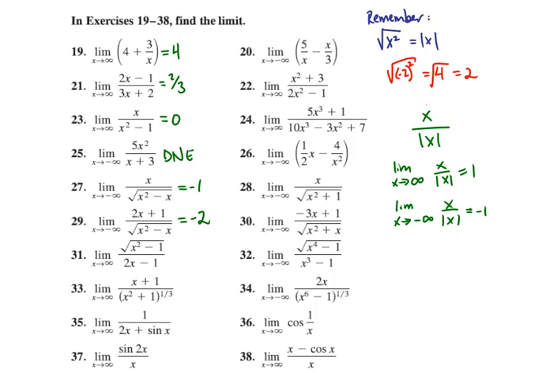Now in problem 31 we just have the radical expression on the top, but that would still be the square root of x squared over 2x, and so that would be the absolute value of x over 2x. And so as you go to positive infinity, both values, the numerator and denominator, will both be positive, and you'll get a value of 1/2.